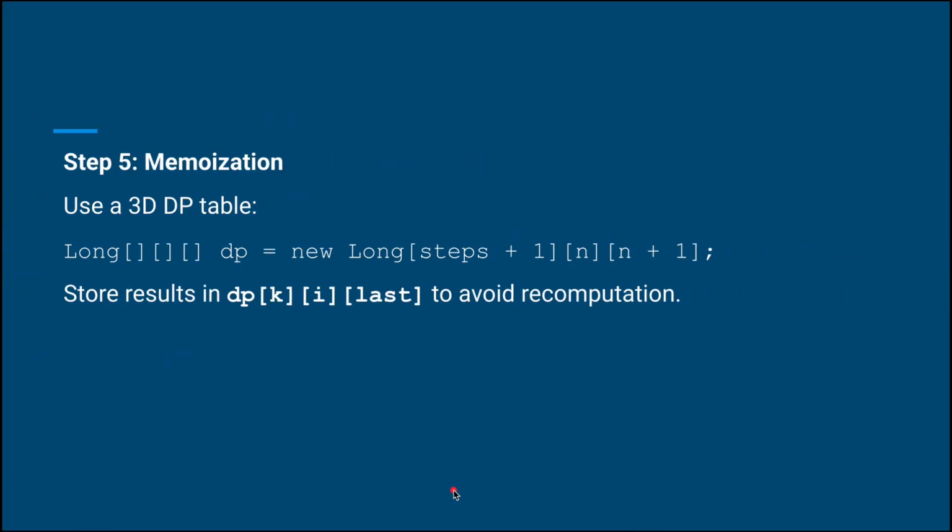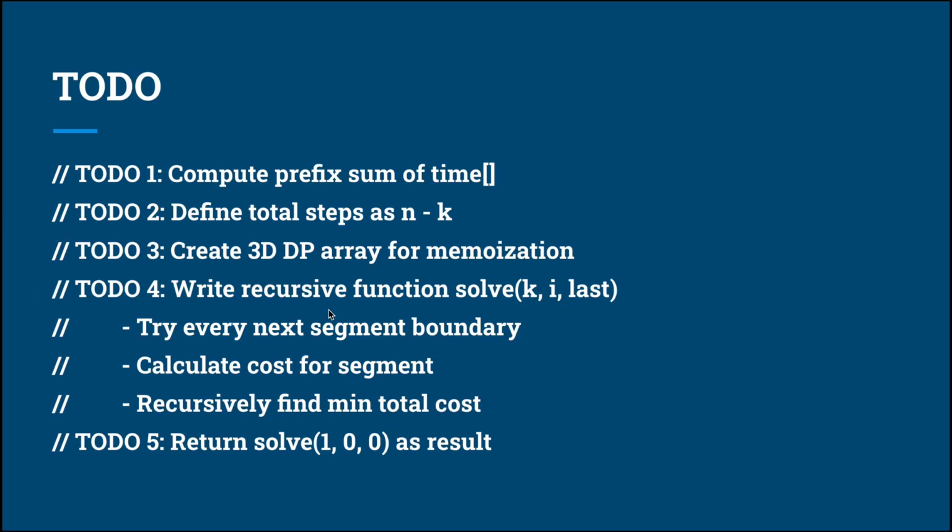So the final step is memoization. We'll use a 3D DP, a long 3D DP array with steps plus 1 and n plus 1 dimensions, and finally return the result from DP at k, I, and last. We use it to store values. Why do we store? To avoid recomputation; we will not calculate again.